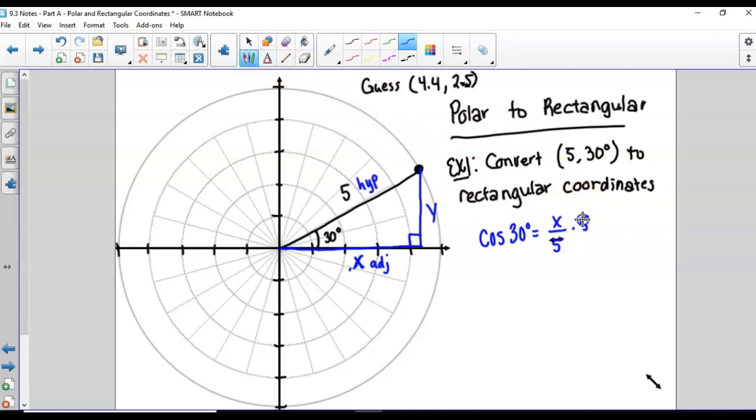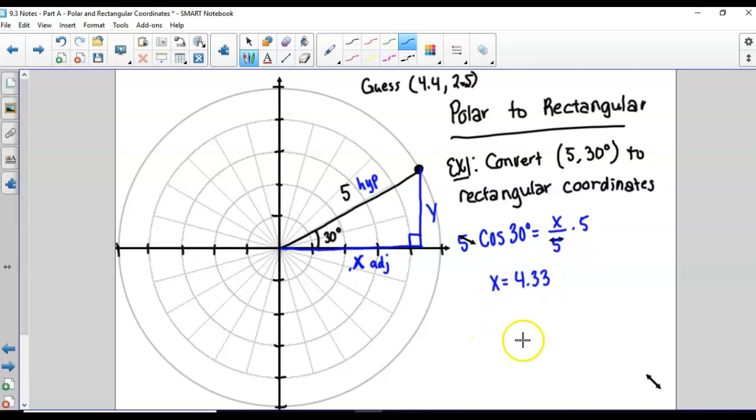And so I could multiply both sides by 5. Whenever I do that, what do you get? 4.33. Okay, so very close to the 4.4 estimate.